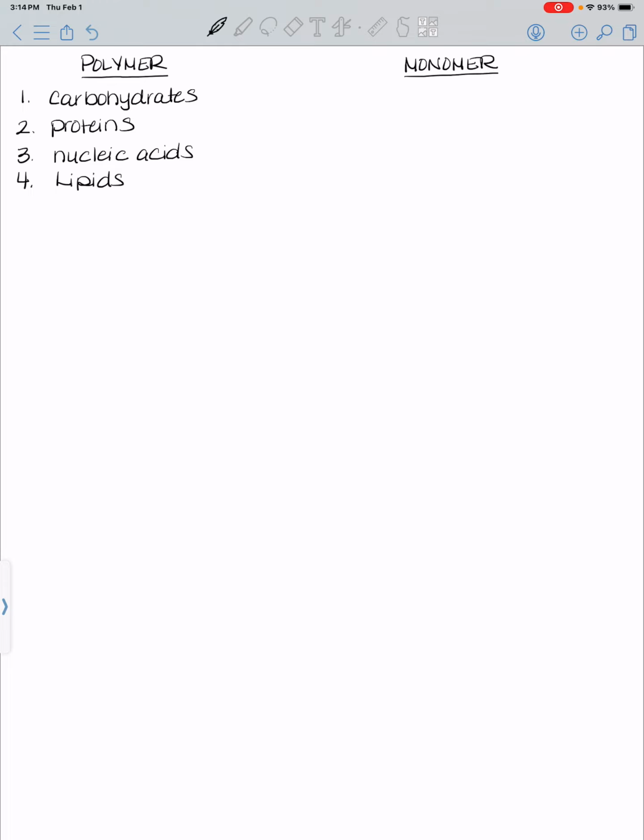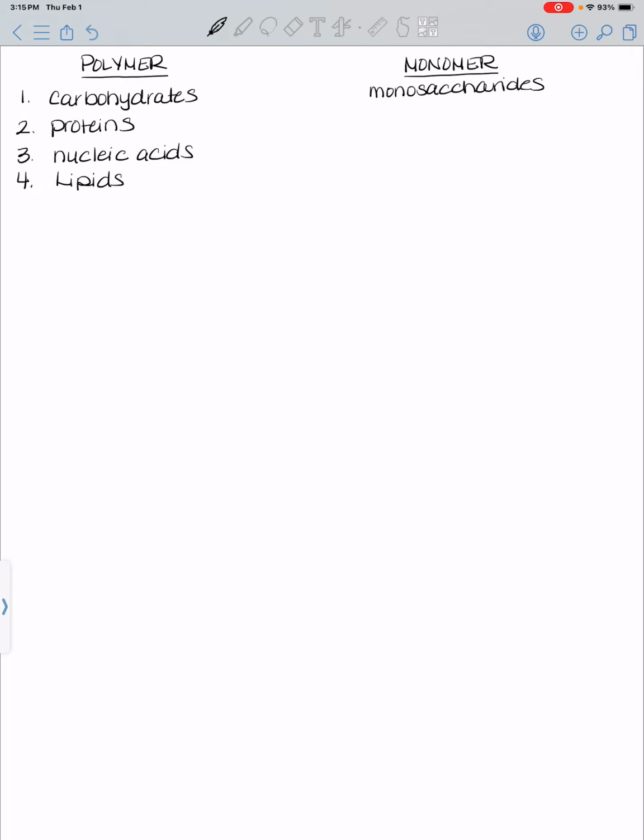So when we're talking about a carbohydrate, their building blocks or their monomers are called monosaccharides. There's a couple of different examples in your PowerPoint and in your textbook that you should be aware of, such as glucose, fructose, galactose, the sugars from nucleic acids, so deoxyribose and ribose. Those are all monomers.